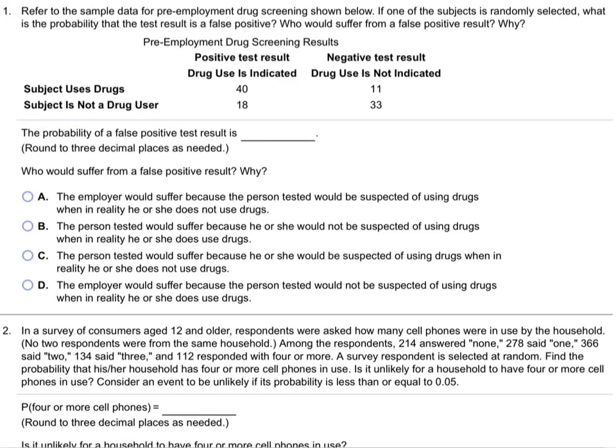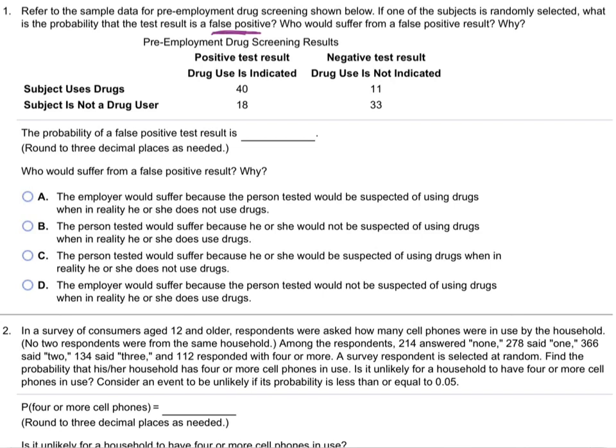All right, number 1. Refer to the sample data for pre-employment drug screening shown below. If one of the subjects is randomly selected, what is the probability that the test result is a false positive?